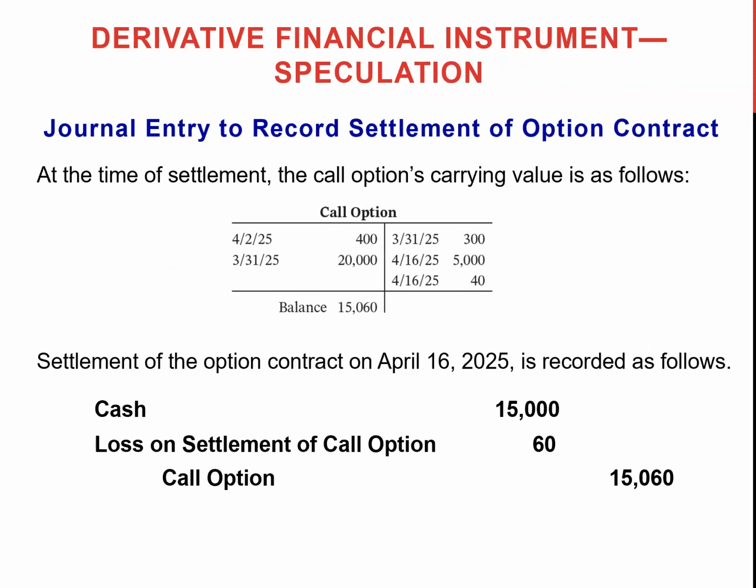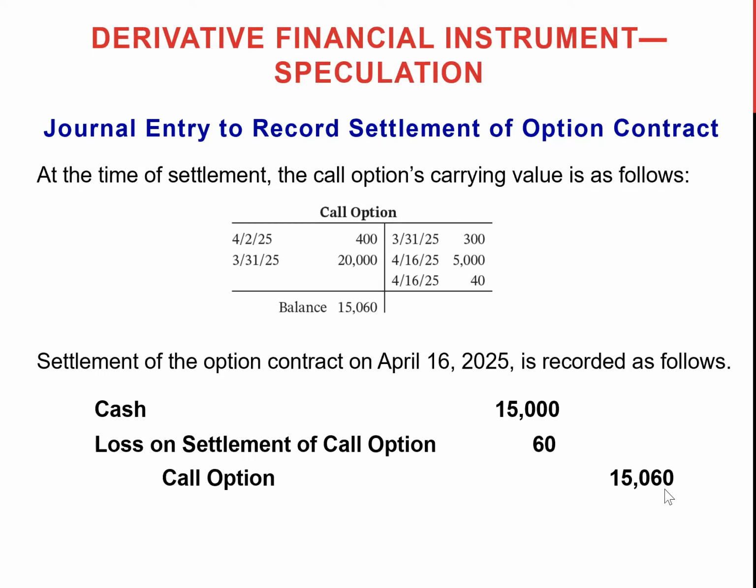Now for the settlement, again, they will just settle it with the investment company. So if you look at the T account of the option values at the end, you will see the option values change because of the changes in the market price or the intrinsic value and changes in the time value of the options. And right before the settlement, the option value balance is $15,060. So what they will do, they have to remove it. So they will credit this $15,060.